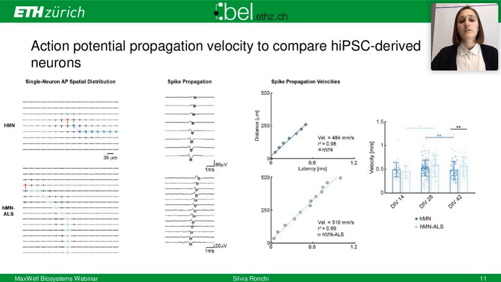By temporal and spatial alignment of all the detected action potentials, we could compute the spike propagation velocities. Now, looking at the right side, at first, we wanted to see if the velocities changed in the wild-type motor neurons. And what we noticed is that there was a decrease in velocity between the in vitro 28 and the in vitro 42. For what concerns the disease line, instead, there was an increase in velocity between the in vitro 14 and 28. And the 2 lines differed just at the in vitro 42.